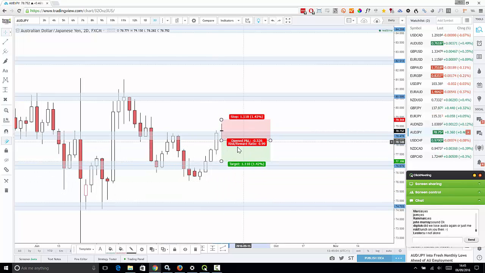It's a 1-to-1 risk to reward ratio at the next support area for this one. Well, maybe that's a bit off, but it's just not worth it. So nothing on AUD JPY.